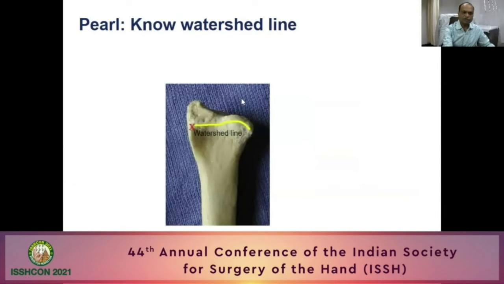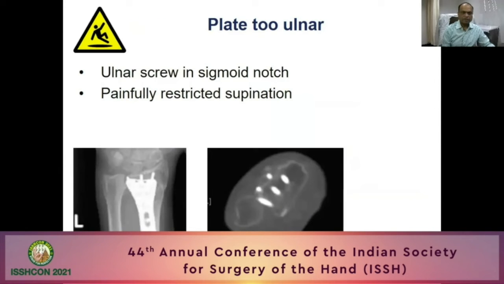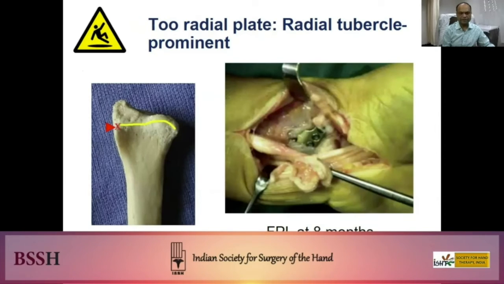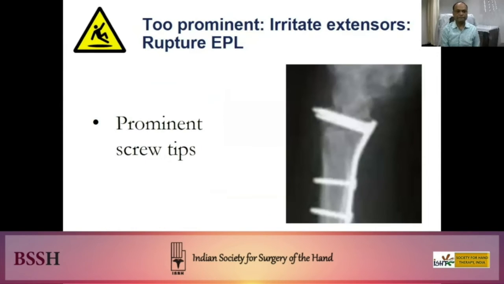So this is the watershed line. It is very important. Your plate should not be going distal to this line, otherwise it will irritate the tendons. If the plate is too ulnar, so that will restrict the supination. So placement of the plate is important. And if it is too radial, it will be prominent and it will cause pain. And also it may be a cause of the rupture of the flexor pollicis longus, as you can see in this case. So one can palpate the plate from the skin to see if the plate is too radial.